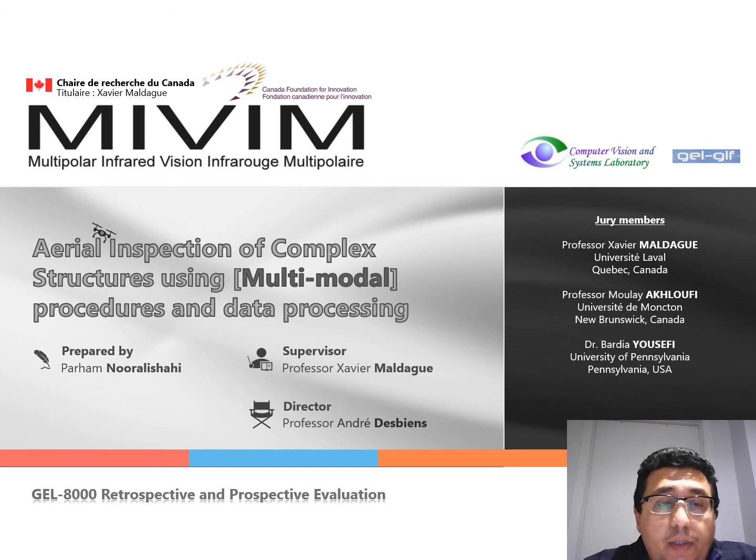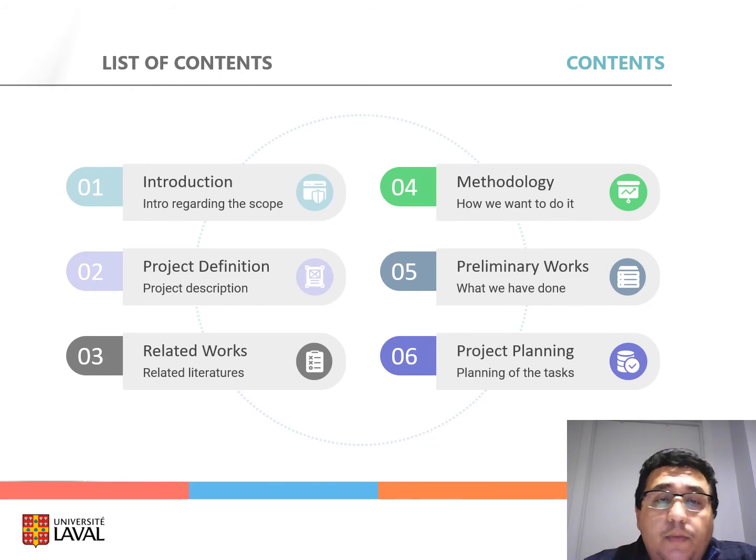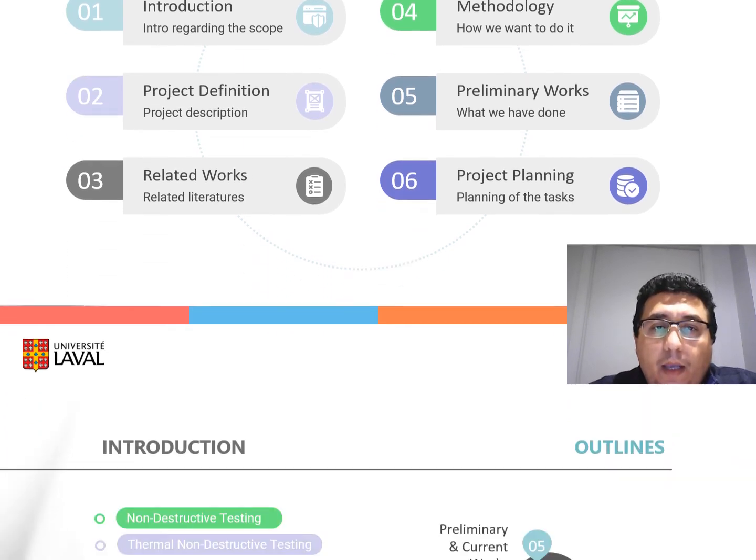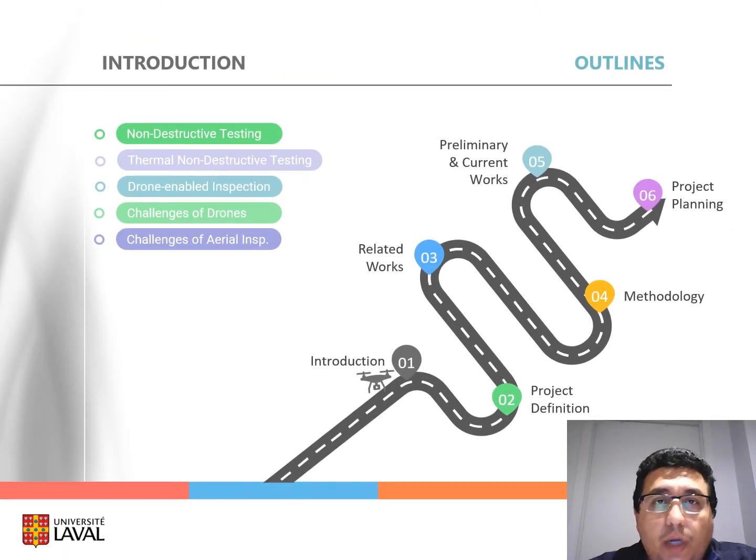The title of this presentation is Aerial Inspection of Complex Structures Using Multimodal Procedures and Data Processing. This presentation involves 6 sections: introduction, project definition, related works, methodology, preliminary works, and project planning. The first section is introduction.